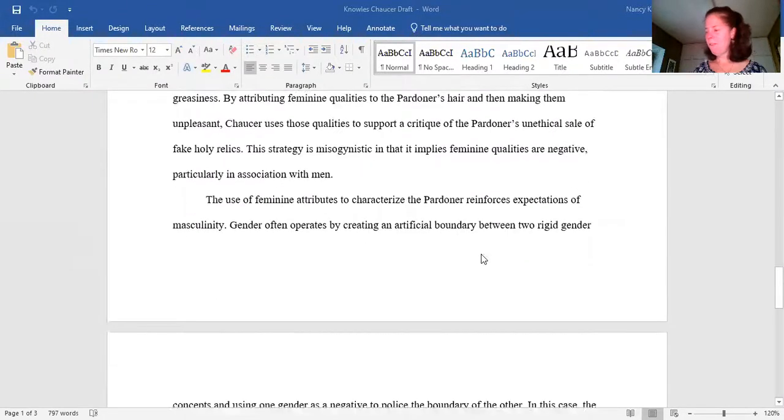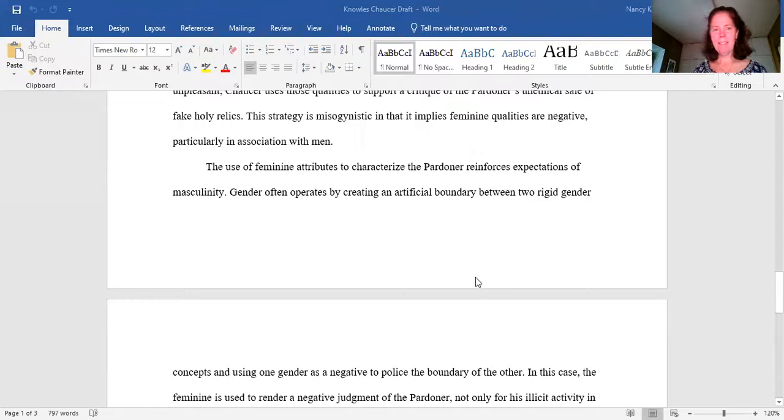Okay, how about paragraph 4? Paragraph 4 did a good job. Like the transition was really clean.